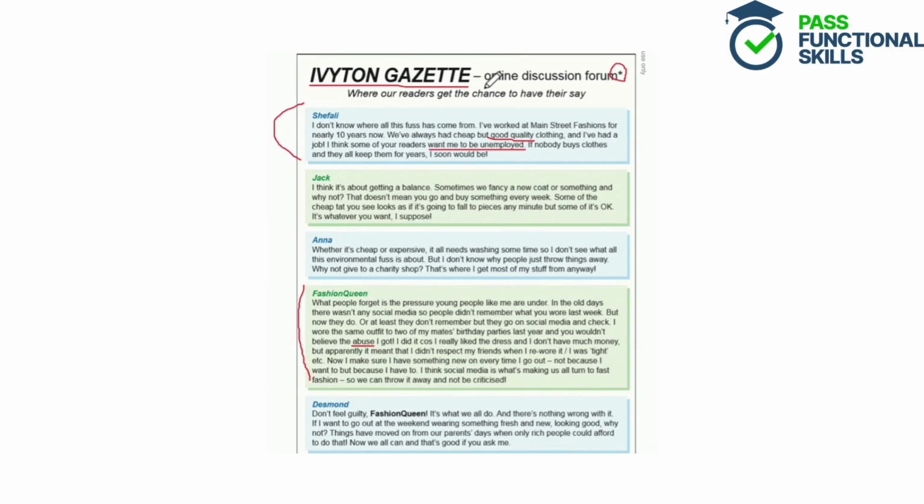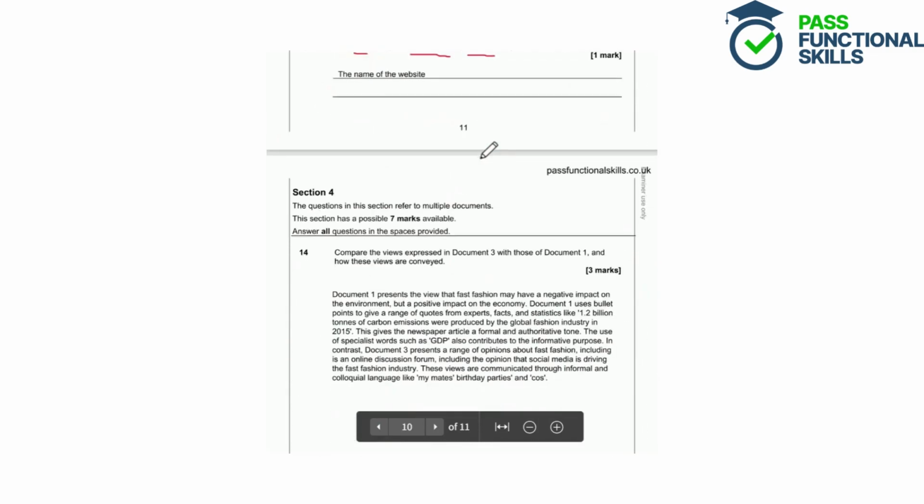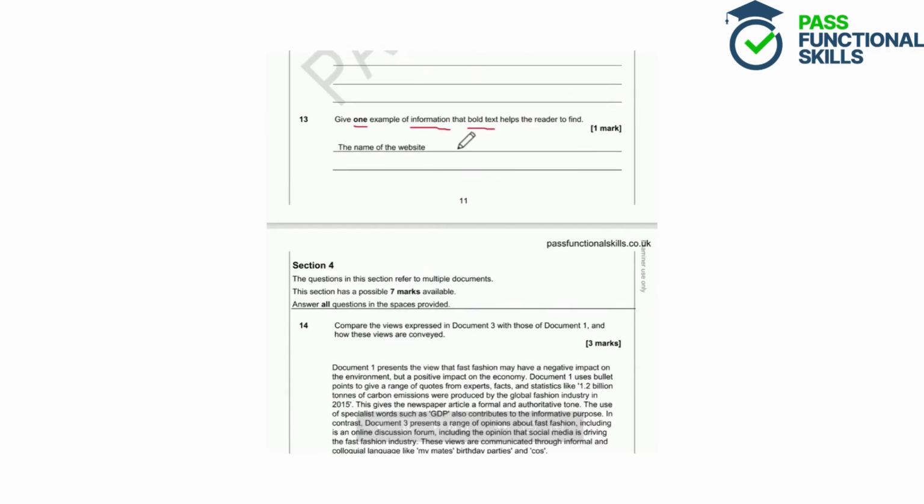We can also see online discussion forum in bold, so it tells the reader that this text is an online discussion forum. We've also got the names of the contributors in bold, so that helps the reader to find who's speaking. And we've also got this tagline here, so where our readers get the chance to have their say, so it's telling you what the online discussion forum is going to be about. So any of those answers would be suitable, but this one, the student has put the name of the website.